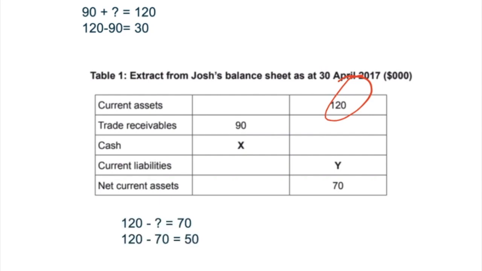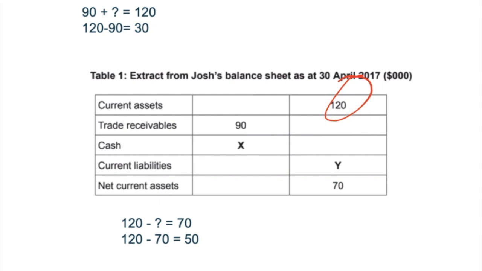So in this case, you could simply minus it. You can do 120 minus 70, and that will get you the 50. All right, and if you go back to the original, 120 minus 50, you will get 70. Now, if it was the other way around and your current assets were missing, and you had your current liabilities and your net current assets, then the fact that the net current assets is positive, and it's 70, shows that their current assets must be higher than their current liabilities. So in this case, all you do is your 70 plus your 50, and that would get you the 120.